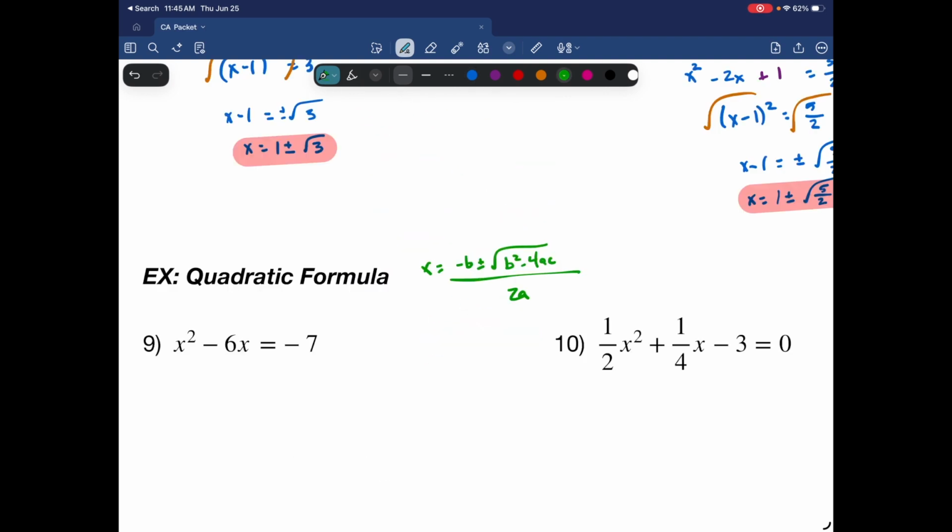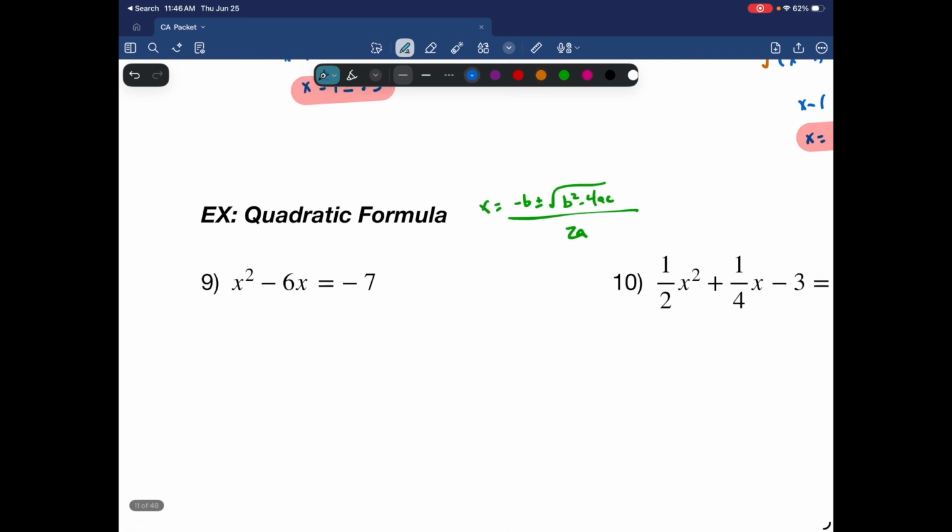Now, if all else fails, we can always use the quadratic formula. x equals negative b plus or minus square root b squared minus 4ac all over 2a. All right, so remember we get everything to the same side. We got x squared minus 6x plus 7 equals 0. And then this is a, this is b, this is c. And then we just set up our formula.